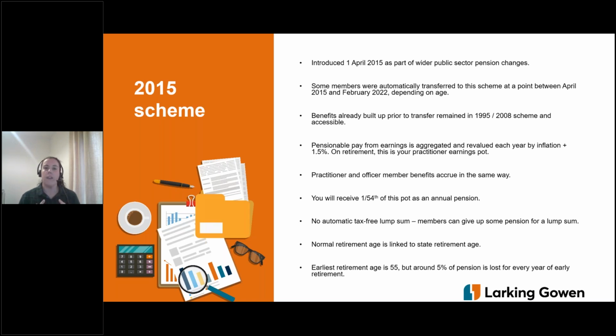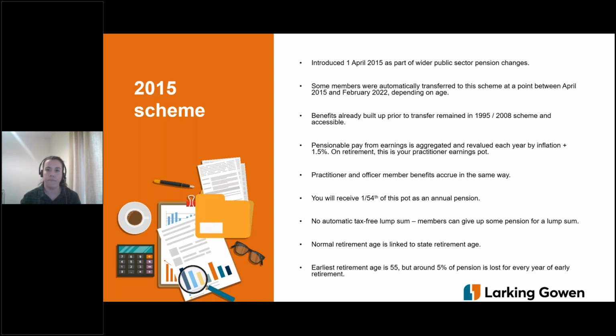So where members were transferred into the 2015 scheme, any benefits that had already been built up in what we call your legacy scheme, the scheme you were in prior to this new scheme coming in, are there. They haven't transferred across with you. They are still in those schemes. They are still ticking over for inflation purposes, and they are still accessible when you reach your normal retirement age. So they are not lost.